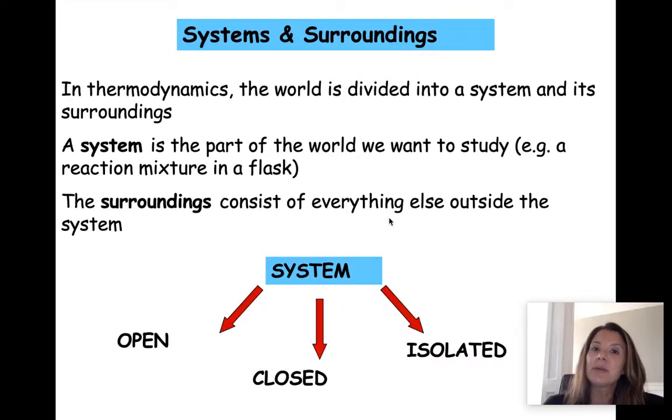A system can be comprised of either an open system, a closed system, or an isolated system. As we have learned previously, an open system is one in which matter and energy can flow freely from system to surrounding and vice versa. A closed system is one in which only energy can flow freely, and an isolated system does not allow either matter or energy to come in and out of the system.